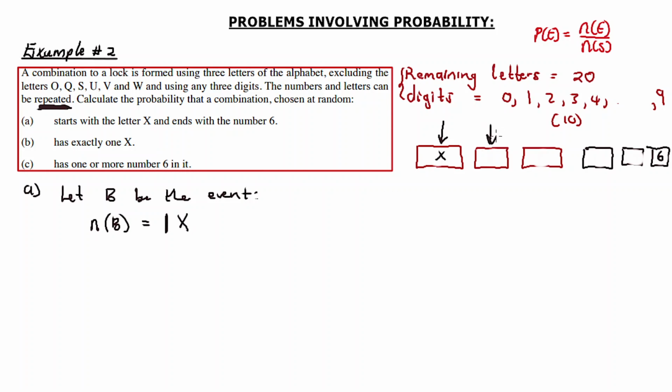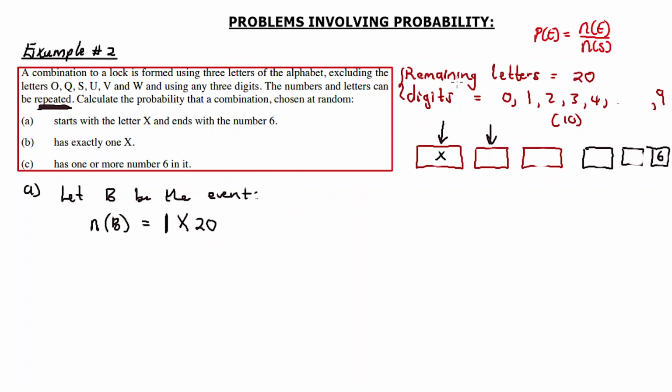For the second block, how many choices do I have? You know how many choices here? All right. So there's only one choice, which is one or X. For the second block, you have 20. It doesn't mean that because I put an X, I can't use it again, because they can be repeated. I can have XX, or BB, they can be repeated.